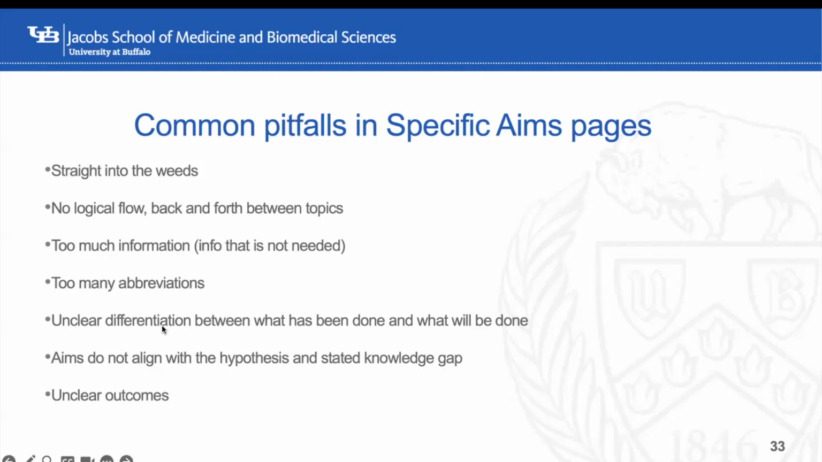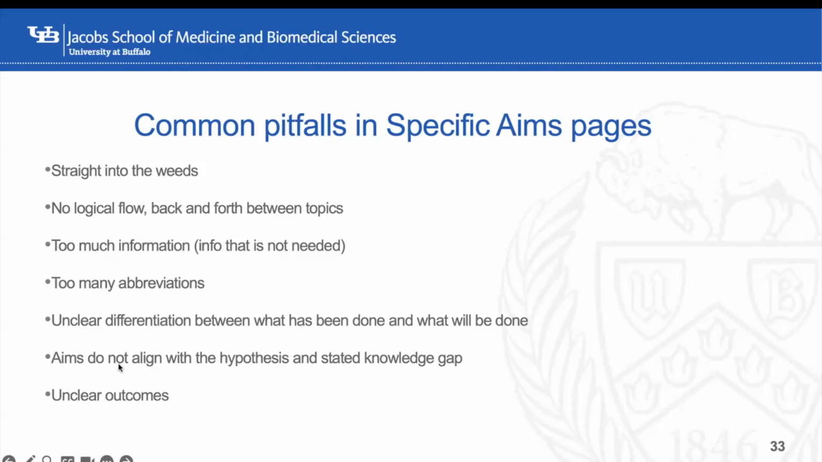Unclear differentiation between what has been done and what will be done. And this is actually fairly common when I see early stage faculty grants. Again, because there's this emphasis on trying to show, look at all what I've done. And then what you propose doing sounds kind of like a repeat. So you have to really differentiate between what you've done and what will be done. And that's where that complication or knowledge gap is very handy, right? Because that really separates what has been done from what will be done, clearly articulating what it is that is not known.